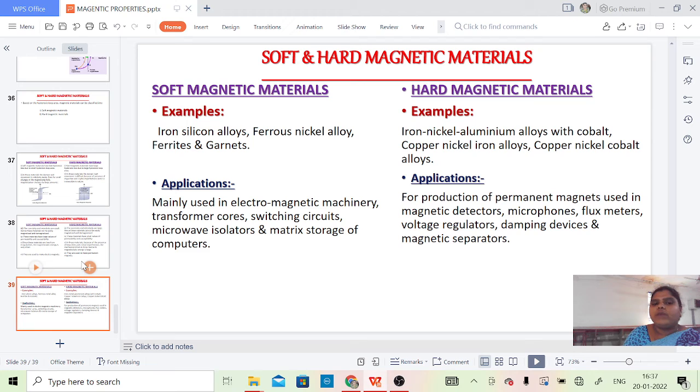What is the use of soft magnetic materials? They are mainly used in electromagnetic machinery, transformer cores, switching circuits, microwave isolators, and matrix storage of computers. Hard magnetic materials are used for the production of permanent magnets used in magnetic detectors, microphones, flux meters, voltage regulators, damping devices, and magnetic separators. Simply, this is about soft and hard magnetic materials.